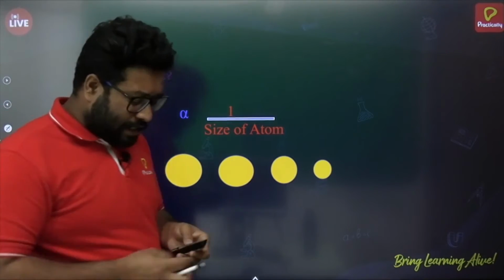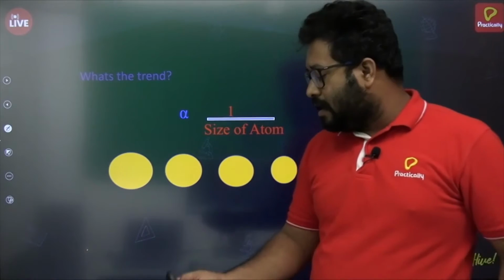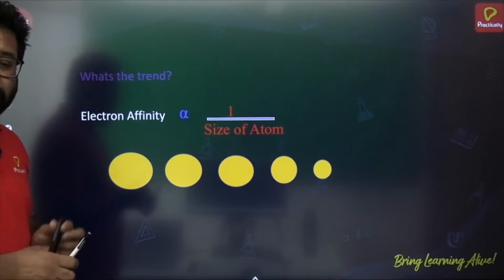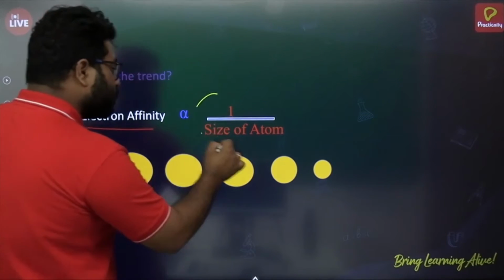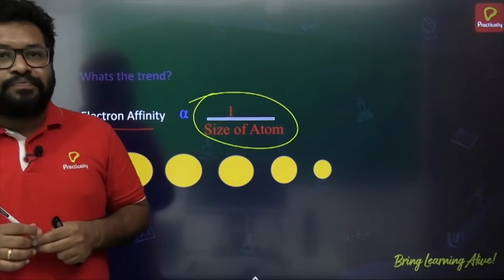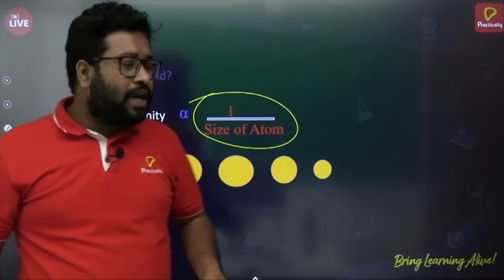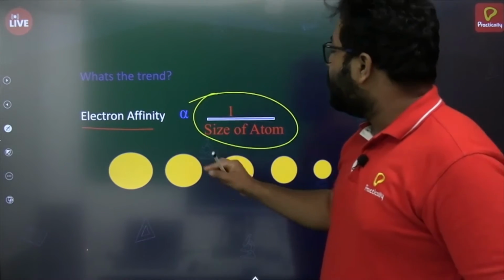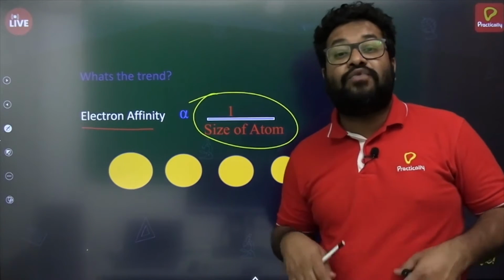Now, what's the second trend? Electron gain enthalpy is not only decided by your nuclear charge, but is also decided by the size. And what's the size? See, electron affinity is inversely proportional to the size of the atom. That means what? In the previous slide we saw, basically we were talking about a period. Okay, in the periodic table you have periods as well as groups. Here I am talking about groups. You can see electron affinity is inversely proportional to size of atom. That means as you move from here to here, electron affinity would increase.